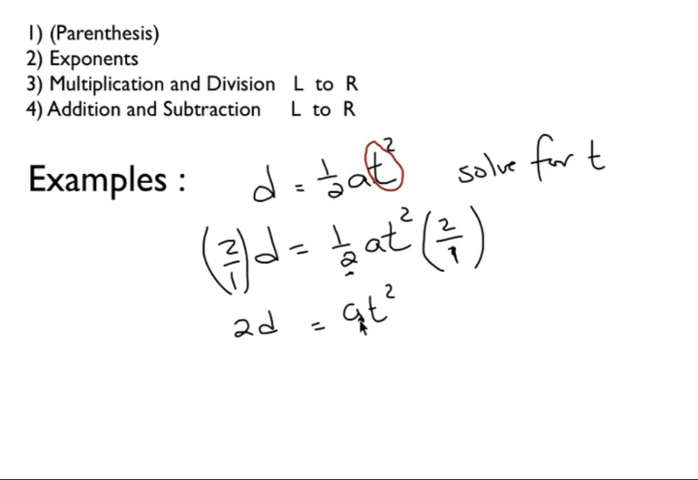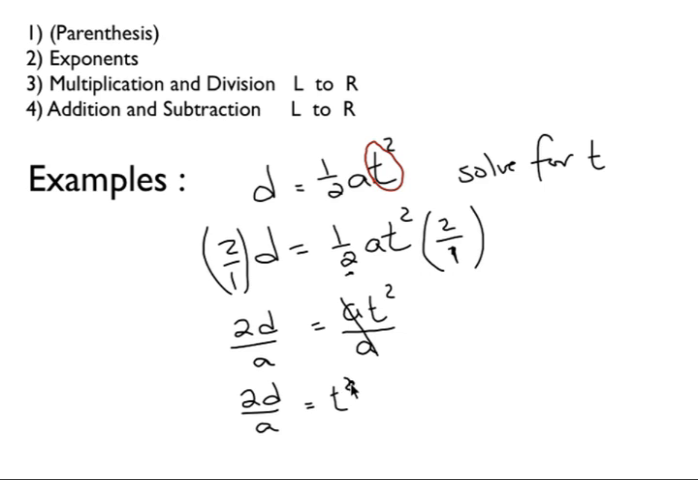Next step, this is a times t squared, so the opposite of times is division, so I'm going to divide through by a on both sides. The a cancels out, so I now have 2d over a is equal to t squared.